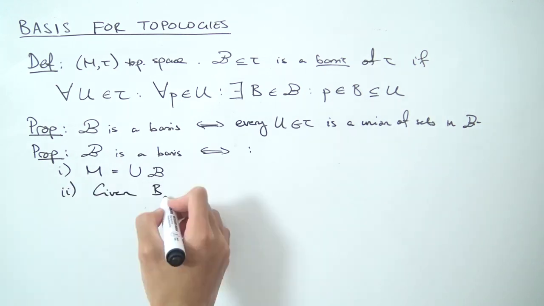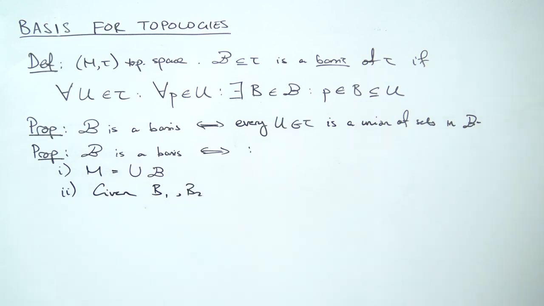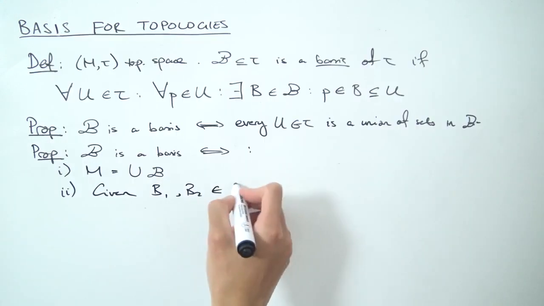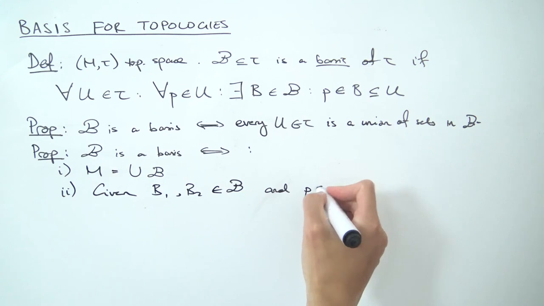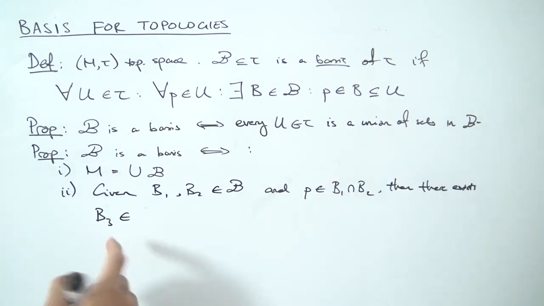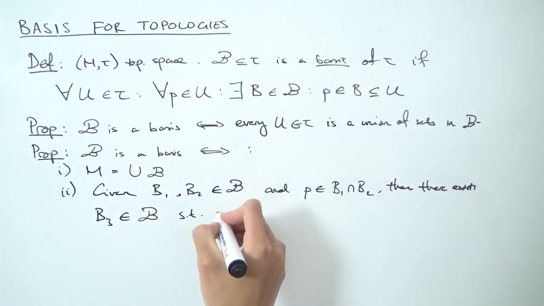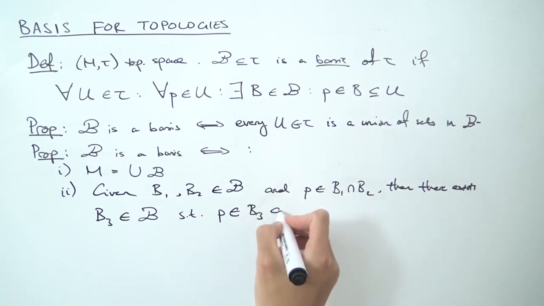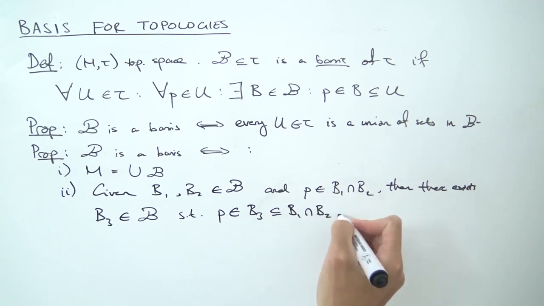And second of all, let's say we're given two basis elements, B1 and B2, inside B. And we're going to choose some point P in the intersection of B1 and B2. Then there must exist some B3, that's also in the basis, such that P is inside of B3, and B3 is contained within the intersection of B1 and B2.